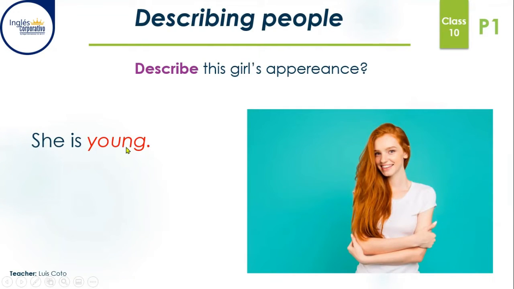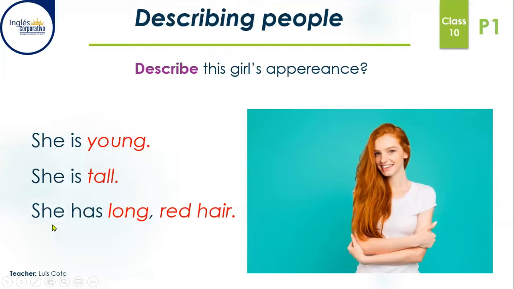Example, she's young. Young is an adjective. Joven. She's young. What else? She is tall. And she has long hair. Hair. It's like the subject hair, for example. Okay, pretty good. Those are adjectives and the ones that you used. Esos son adjectives y los que usó también. Pretty good. Nice, nice.